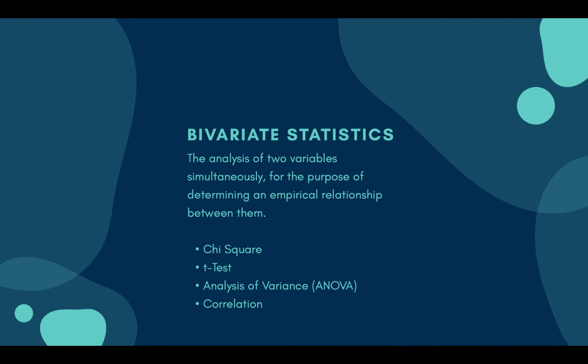Then finally we have correlation. Correlation is the measure of relationship or association between 2 variables, but it's looking at interval ratio variables, right? Does the effect of one influence or increase the effect of the other, or decrease the effect of the other?